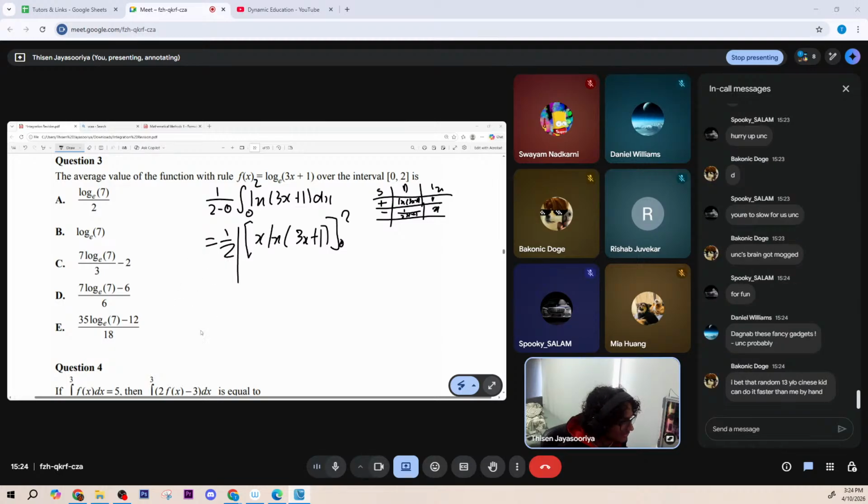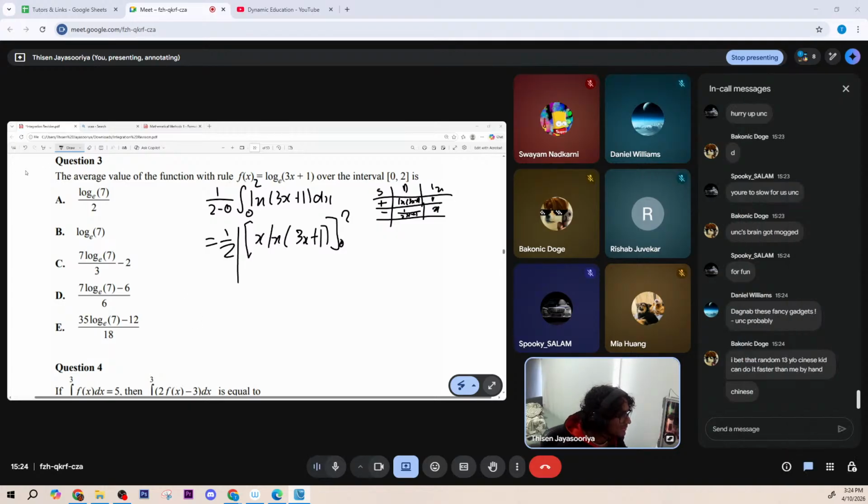You get here 4, 3, 0, 2, 2. You don't need to know the integration, the actual integration technique. 3x plus 1 dx. And here we get answer option D.